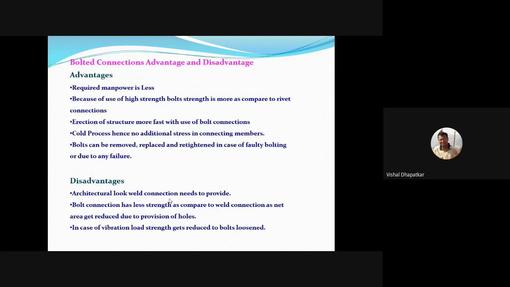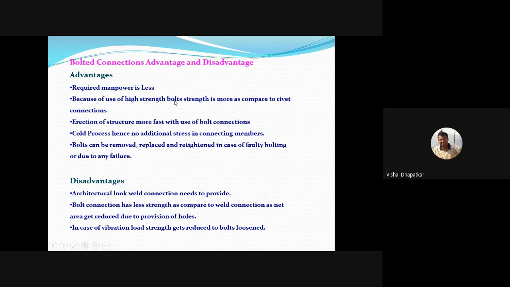So what are the advantages and disadvantages of bolted connections? Bolted connection requires less manpower because it is just a matter of tightening the bolt. So manpower is not that much required. Because of high strength bolts, strength is more as compared to the rivet connection. So this is compared to the rivet connection. So we cannot now consider this as an advantage.